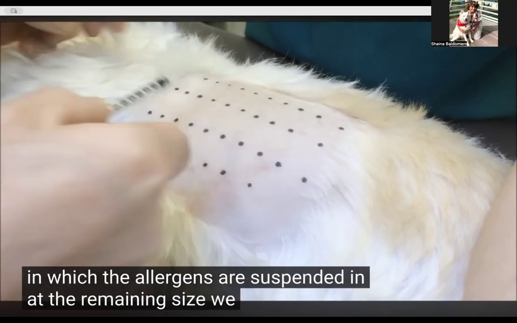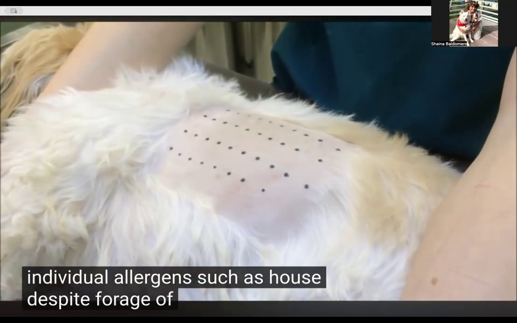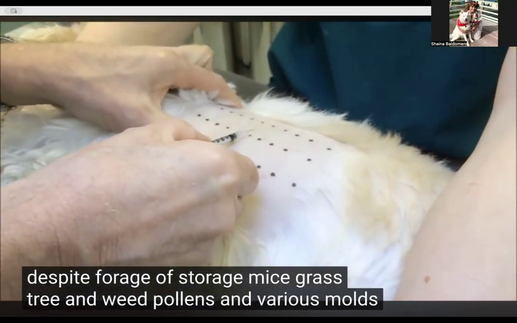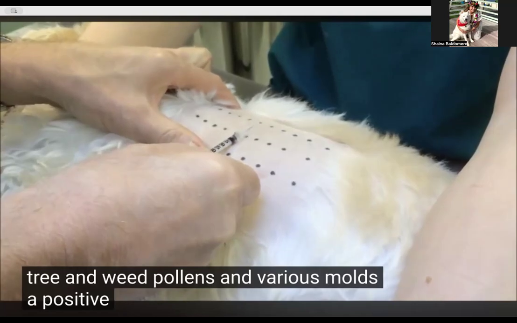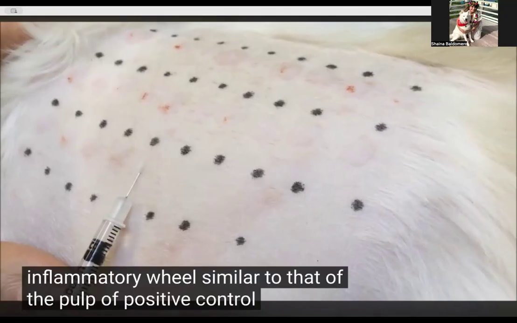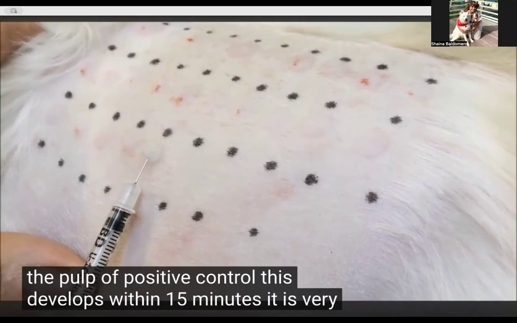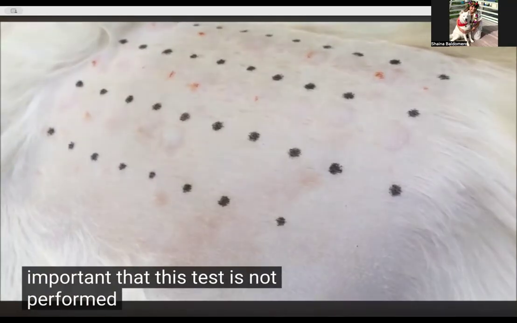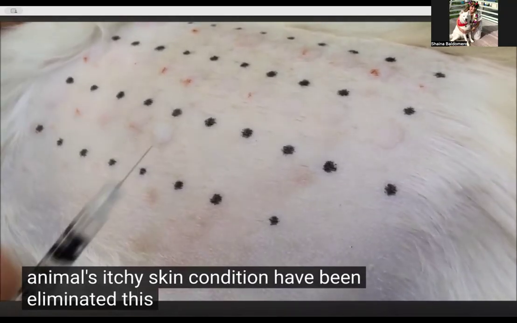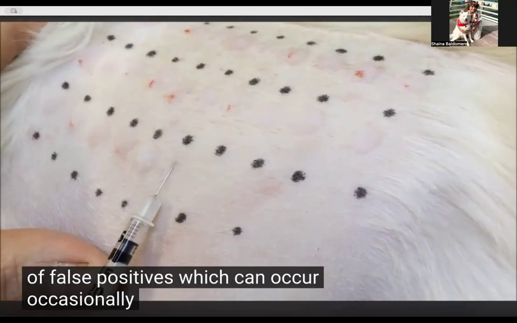At the remaining sites, we inject individual allergens such as house dust mites, forage and storage mites, grass, tree and weed pollens, and various molds. A positive reaction produces an inflammatory wheal similar to that of the positive control. This develops within 15 minutes. It is very important that this test is not performed until all other causes of the animal's itchy skin condition have been eliminated. This is due to the incidence of false positives which can occur occasionally with this test.